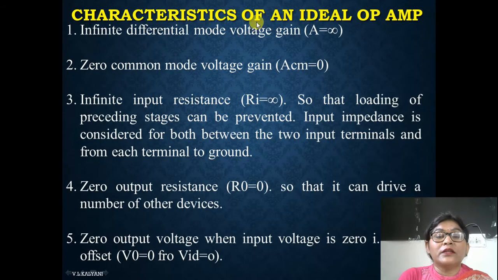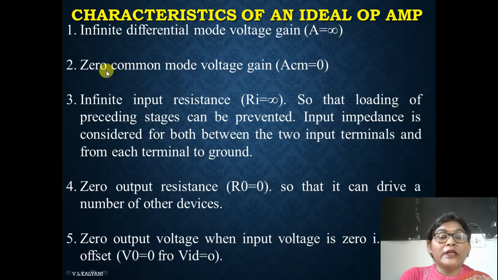Here these are the characteristics of an ideal op-amp. The first characteristic is infinite differential mode voltage gain. A is the voltage gain. If we are using the open loop op-amp configuration, then we indicate this A as the open loop voltage gain, and if we apply the feedback path, then it is represented by AF, that is feedback voltage gain. So this A should be infinite.